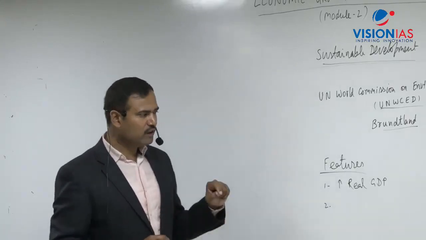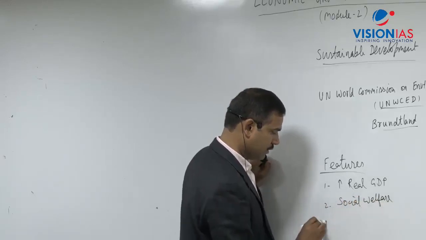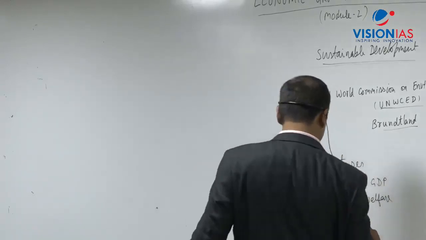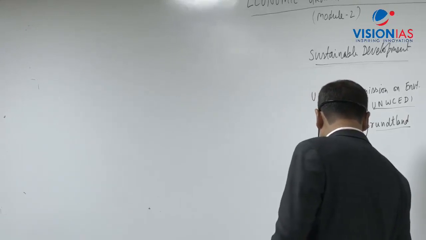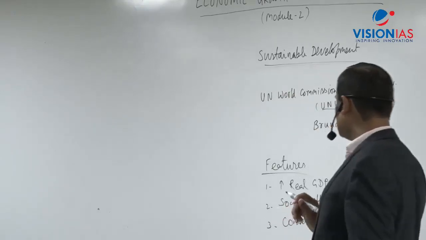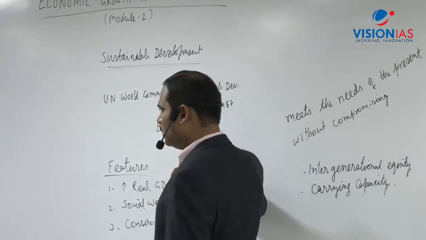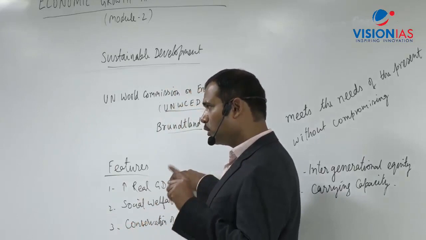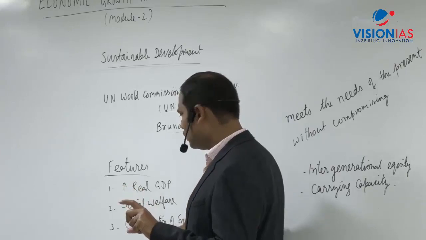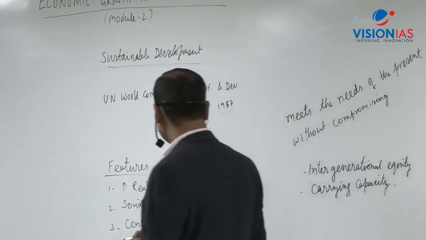Okay. Social welfare should be there or not? Yes. And the third component should be conservation of environment. So these are three important features of sustainable development. Now, the first feature is a feature of which one? Only one. It shows what? Economic growth. And the first two show what? Economic development. And if we develop while taking care of the environment, then it becomes sustainable. So the meaning is clear? So these are the features of sustainable development.